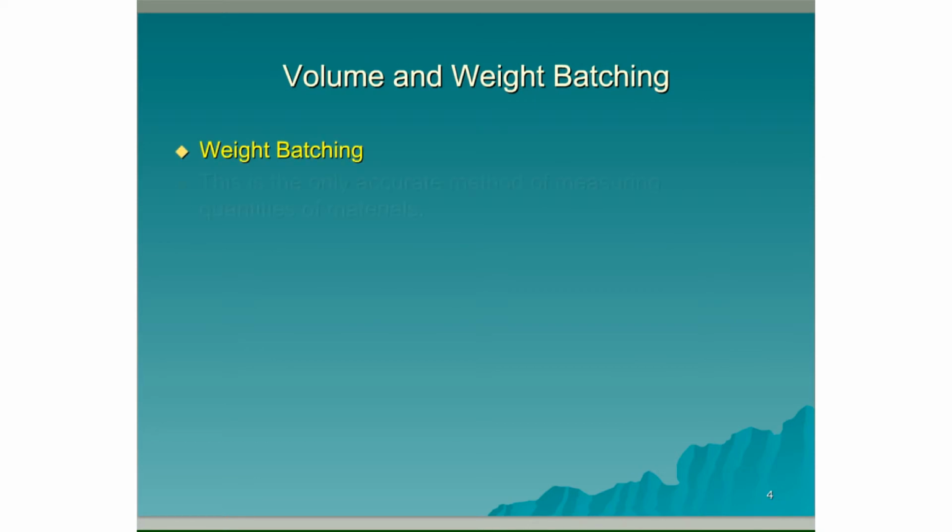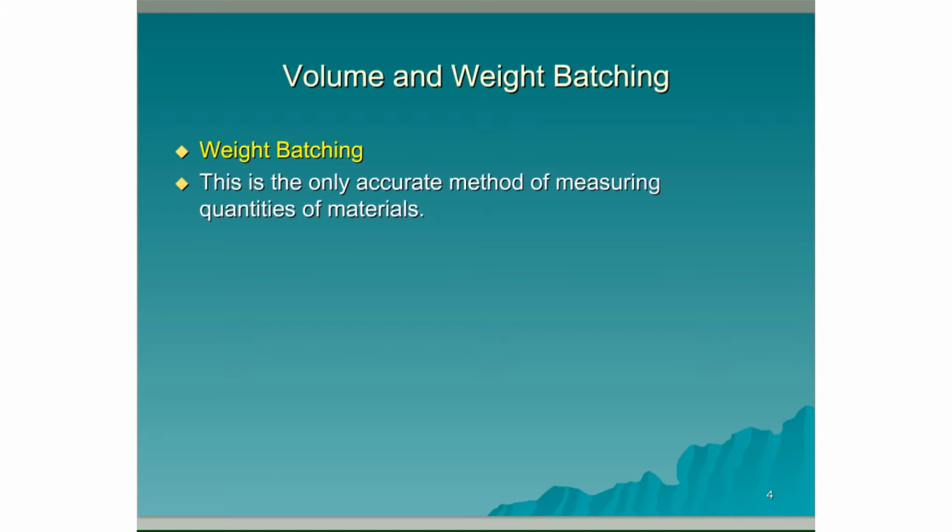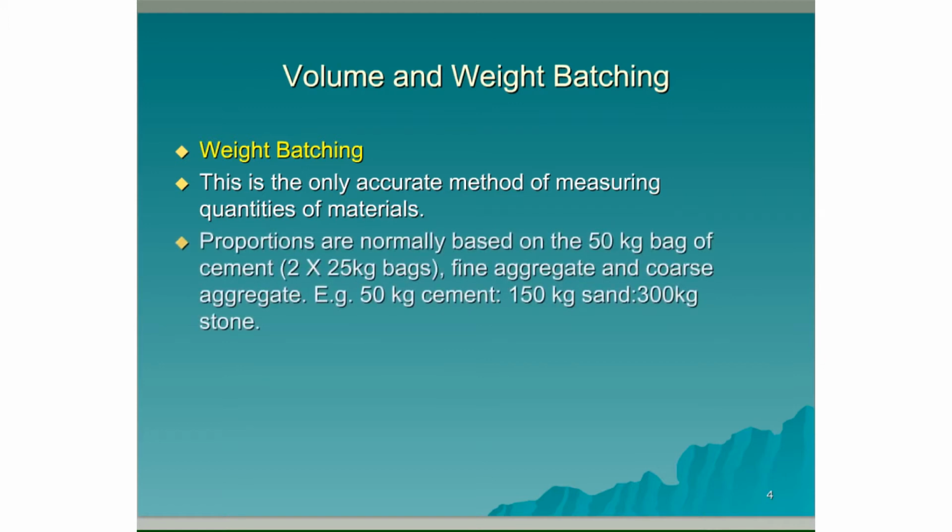Weight batching. This is the only accurate method of measuring quantities of materials. Proportions are normally based on 50 kilogram bags of cement or 2 by 25 kilogram bags, fine aggregate and coarse aggregate. For example, 50 kilograms of cement, 150 kilograms of sand and 300 kilograms of stone.